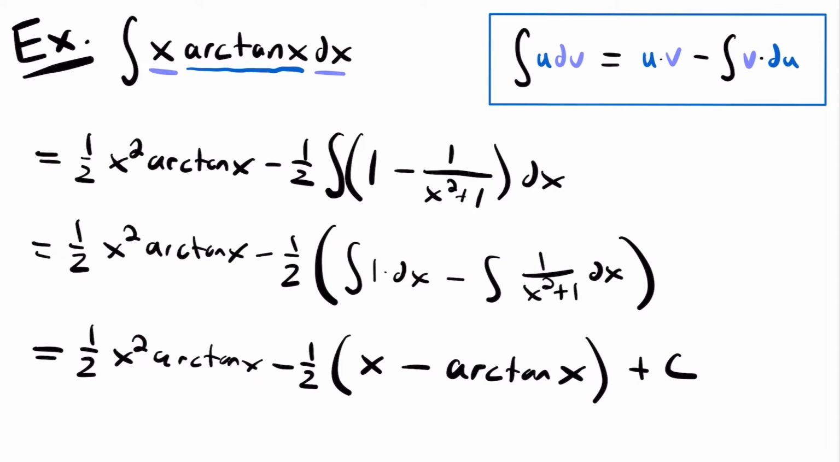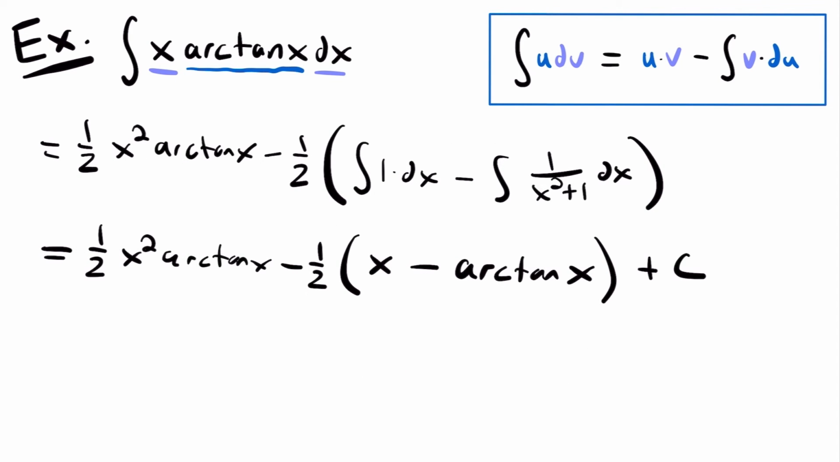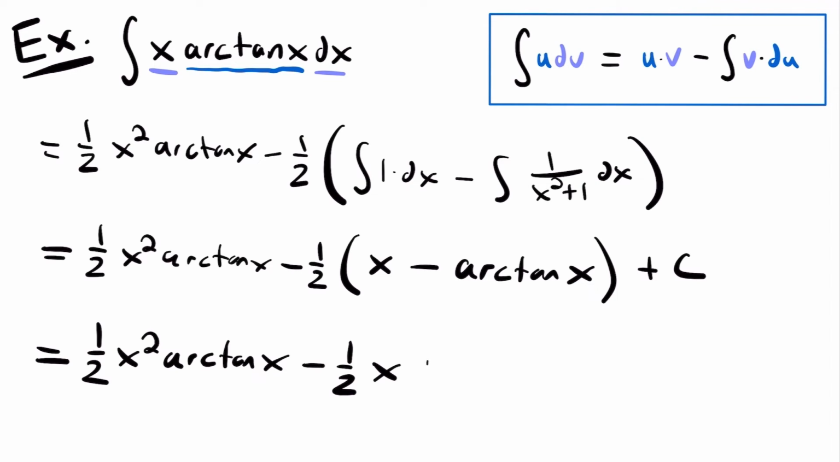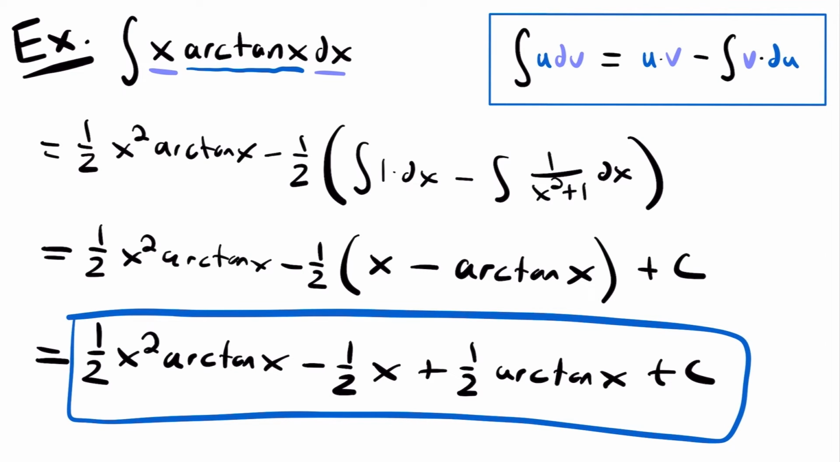And so if I clean up my work one more time here, we can distribute this negative 1/2 to each of these terms, and then we will have our final solution. So this will be equal to 1/2 times x squared times arctangent of x minus 1/2 times x plus 1/2 times arctangent of x plus c. All right, and so this is the final solution to this integral using integration by parts.